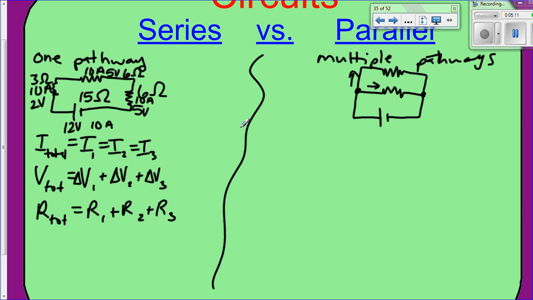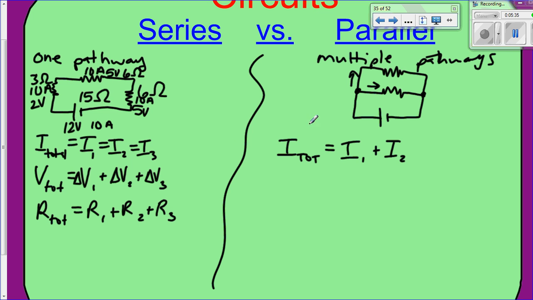Okay, for a parallel, the total current in a parallel circuit is equal to the sum of the currents individually. So the current at resistor 1 plus the current at resistor 2. So we see it's opposite of a series. So whatever the current is here plus whatever the current is here needs to equal total what the current is. And think about that.